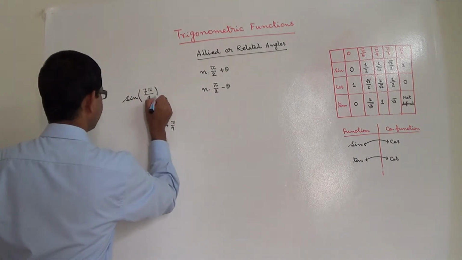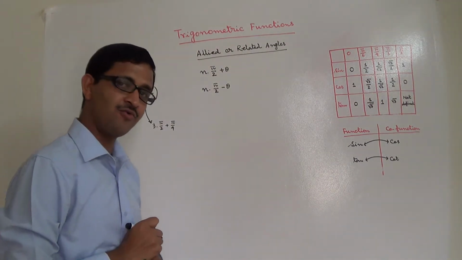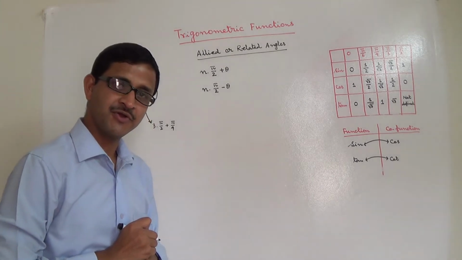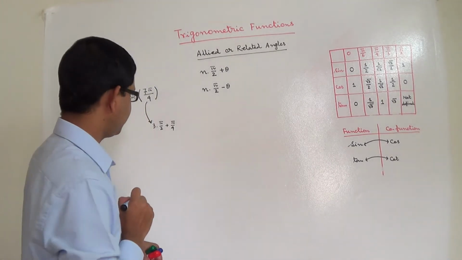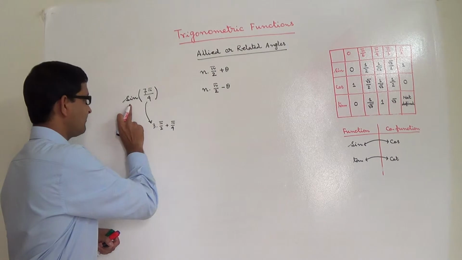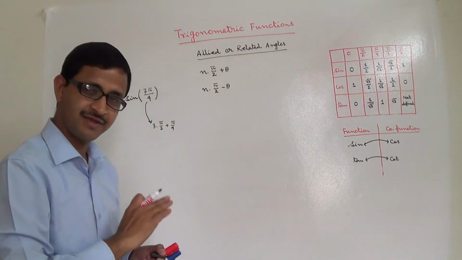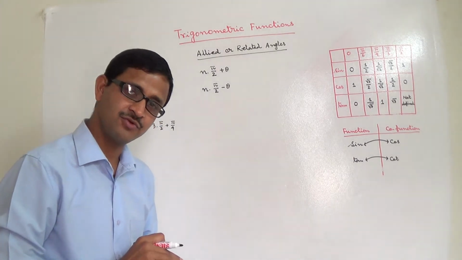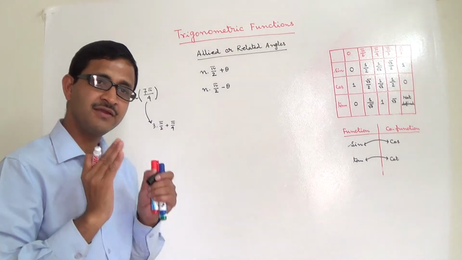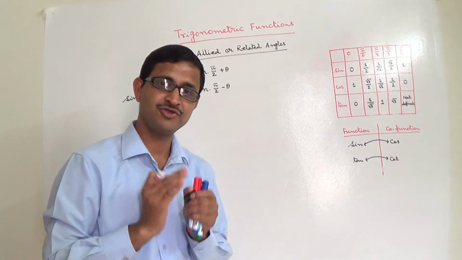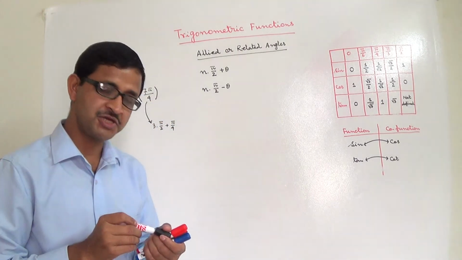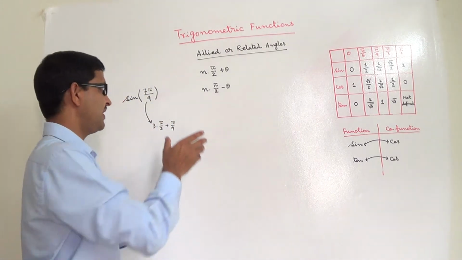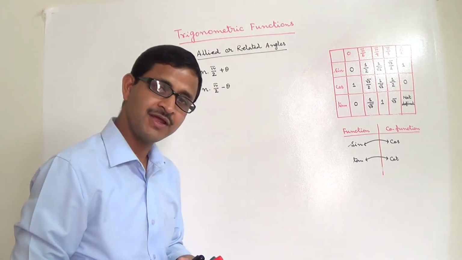Now the point is, if someone asks me what is the value of sine 7 pi by 4, how are we going to compute it? I give the example of sine; similarly, the other trigonometric functions will also come into the picture. There is a principle, a rule, by which we can compute the value of any angle expressed in the form of an allied angle.